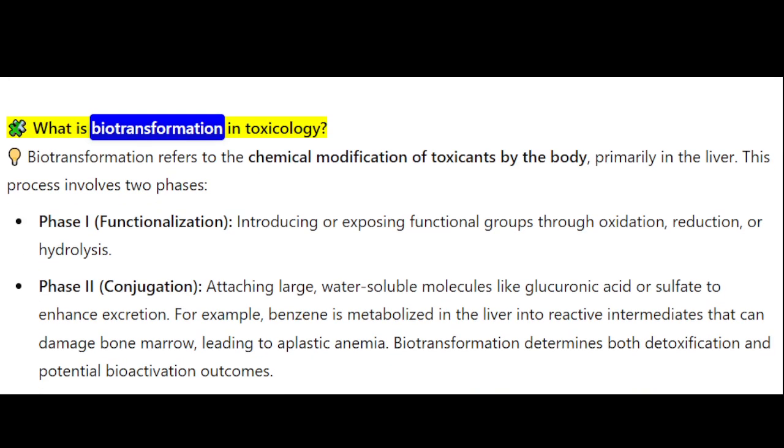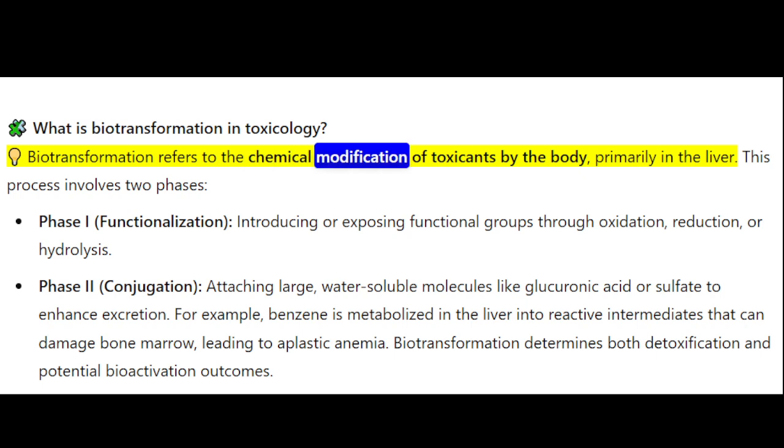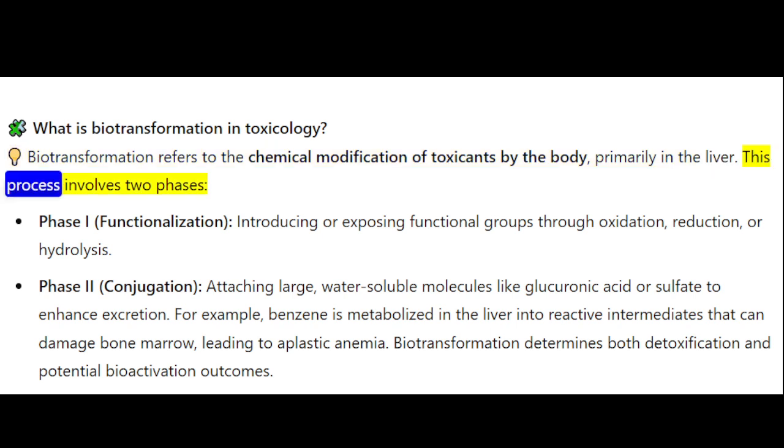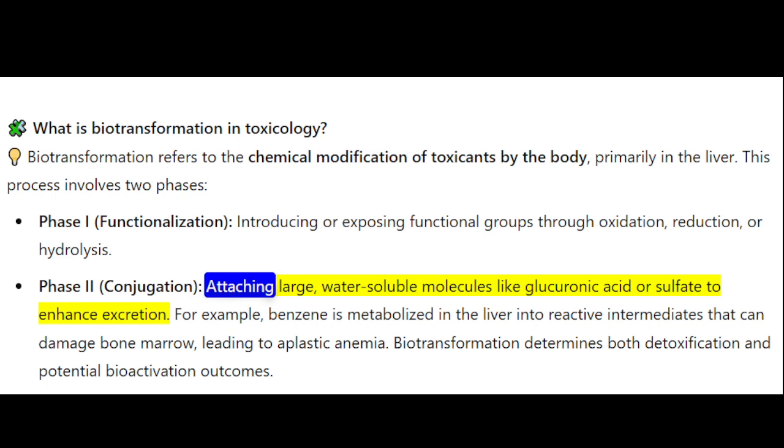What is biotransformation in toxicology? Biotransformation refers to the chemical modification of toxicants by the body, primarily in the liver. This process involves two phases. Phase I, functionalization: introducing or exposing functional groups through oxidation, reduction, or hydrolysis. Phase II, conjugation: attaching large, water-soluble molecules like glucuronic acid or sulfate to enhance excretion.